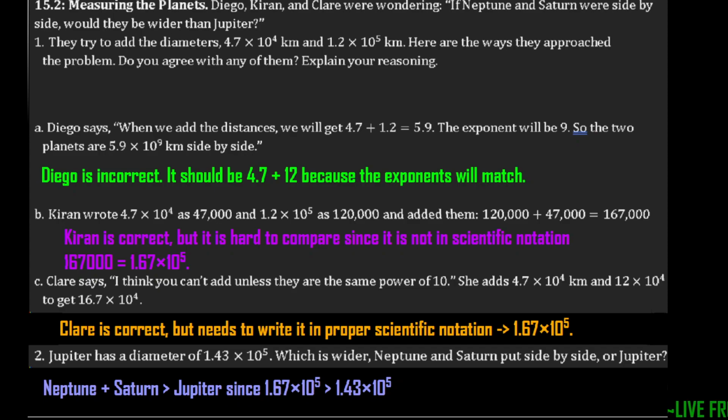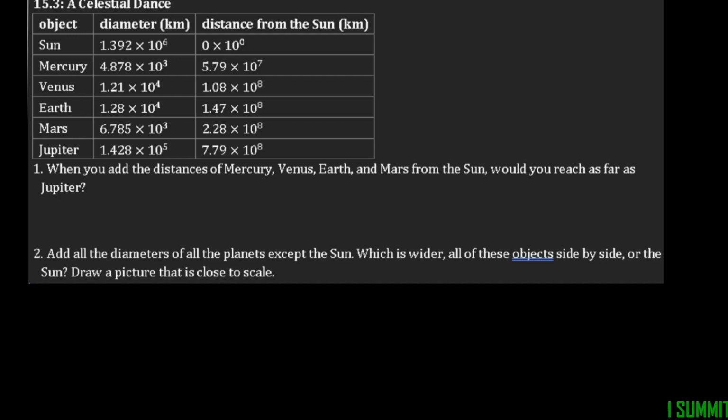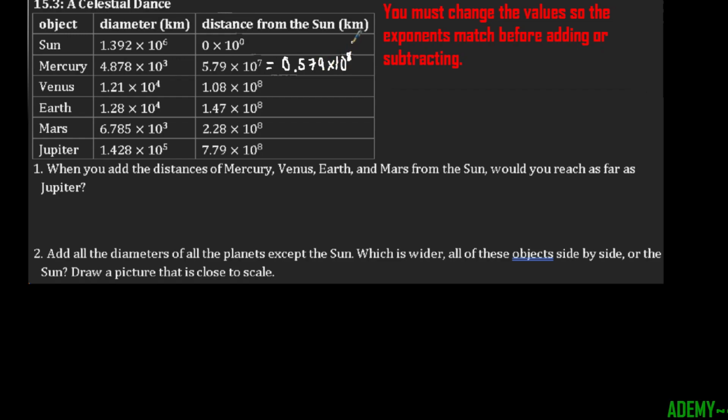All right, now on the second part towards the bottom, it says when you add the distances of Venus, Earth, Mercury, and Mars from the Sun, would you reach as far as Jupiter? Before we do anything, we have to make sure we change the values so the exponents match before adding or subtracting. So what that means is this: if I look at this value here, I can say this is equal to 0.579 times 10 to the exponent 8, because I have to move that over one time so that it matches up the rest of my values here. Again, I don't have to change that first one.